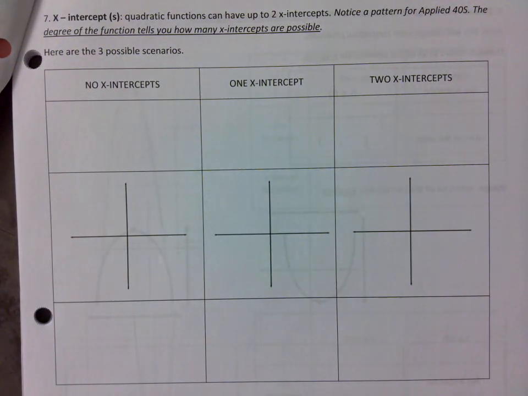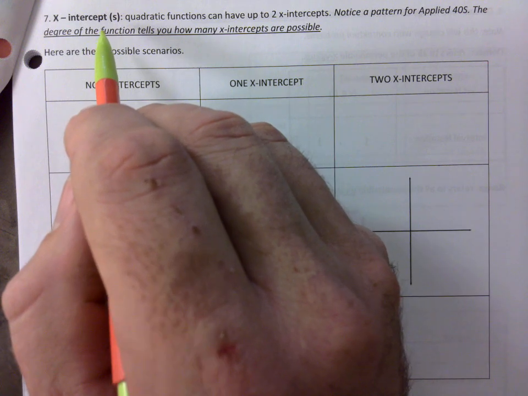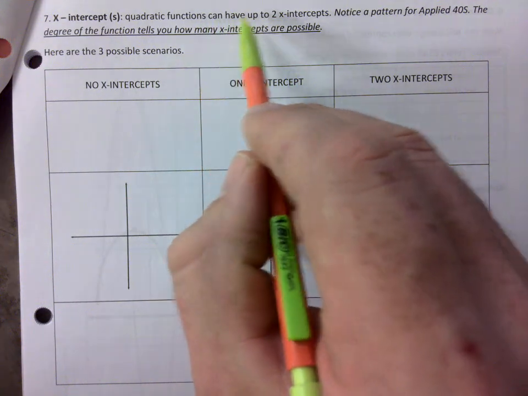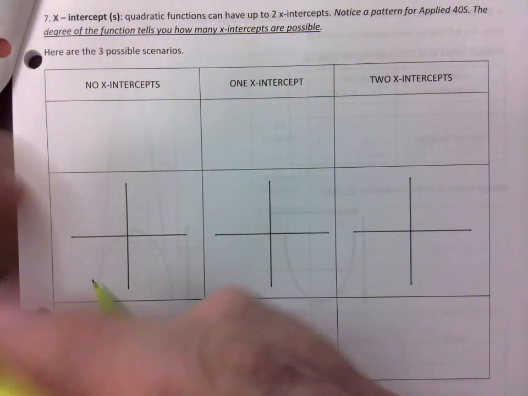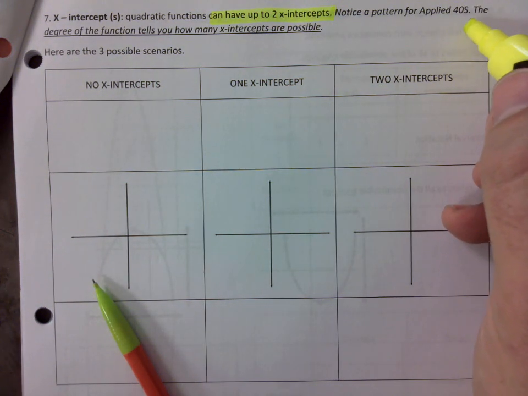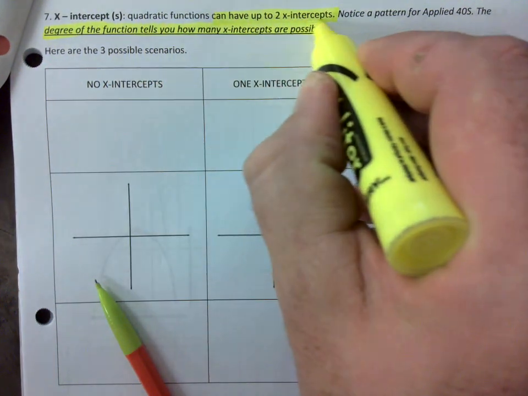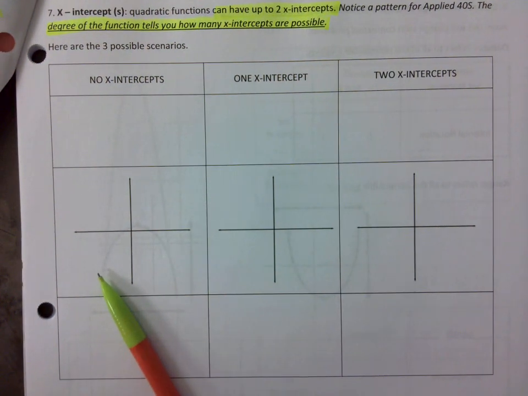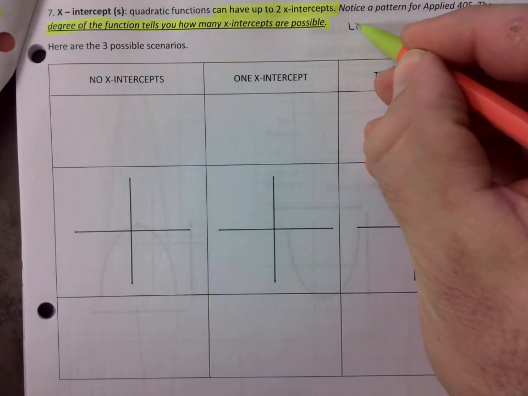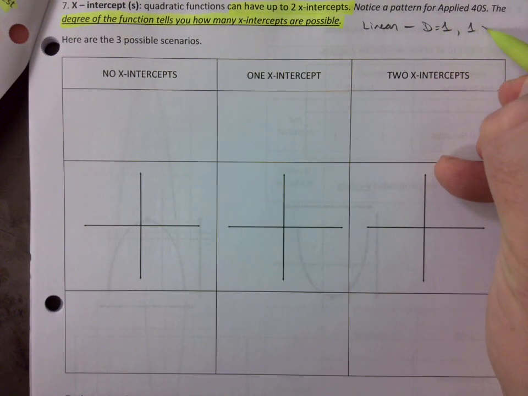The x-intercepts. Everything here is calculator. Everything on page 5 and 6 is like, how do I use my calculator? Quadratic functions can have up to 2 x-intercepts. Notice a pattern for applied 40, that's next year. Here, highlight this. The degree of the function tells you how many x-intercepts are possible. So, linear, what's the degree? Degree is equal to 1. 1 x-intercept possible.